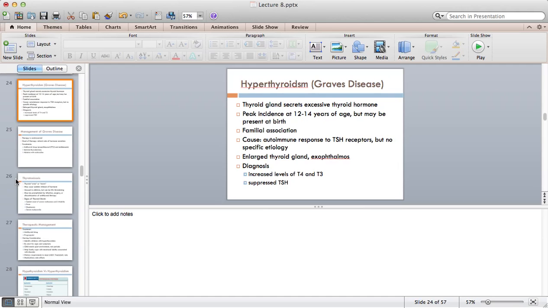Again, for the diagnosis here, you look at your T3, T4, and it will be high. In hypothyroidism, our T3, T4 is low, but here our T3, T4 is high. And in this particular case also, there is suppression of the thyroid stimulating hormone.